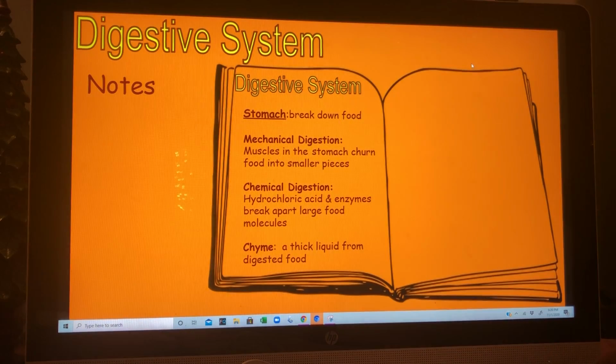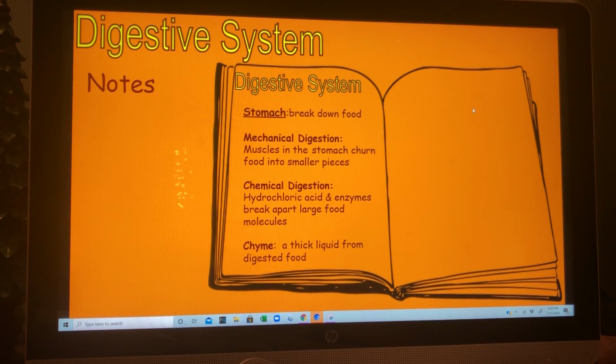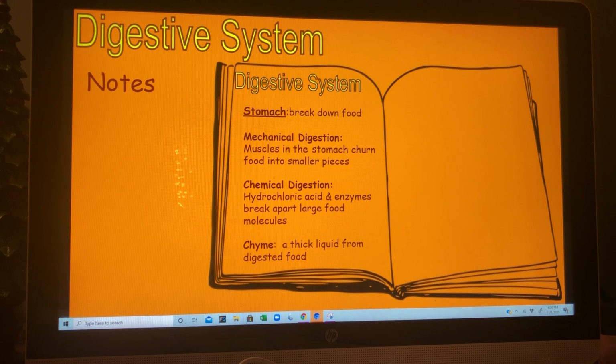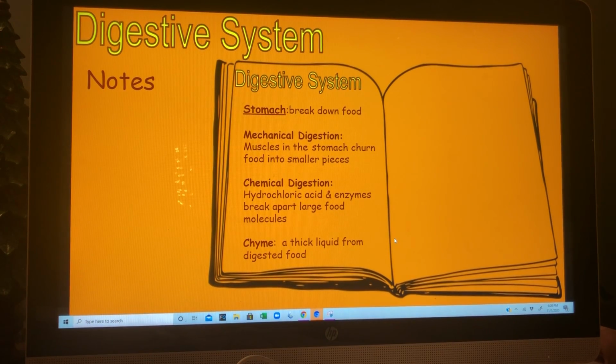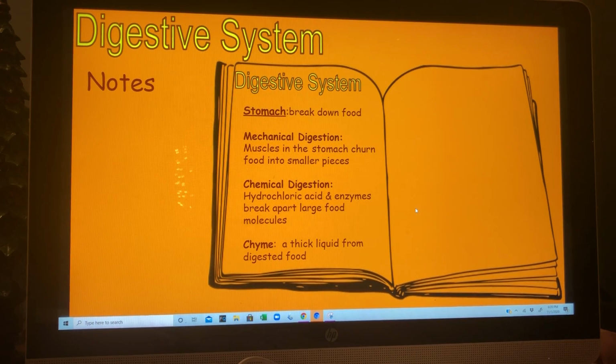For your science notebook, you will write down: stomach, break down food. Mechanical digestion: muscles in the stomach churn food into smaller pieces. Chemical digestion: hydrochloric acid and enzymes break apart large food molecules. And chyme: a thick liquid from digested food.